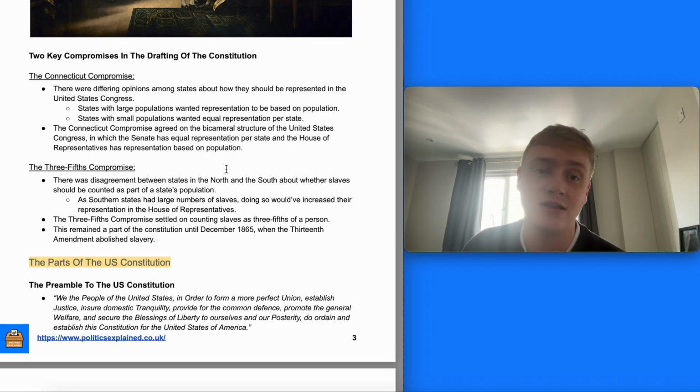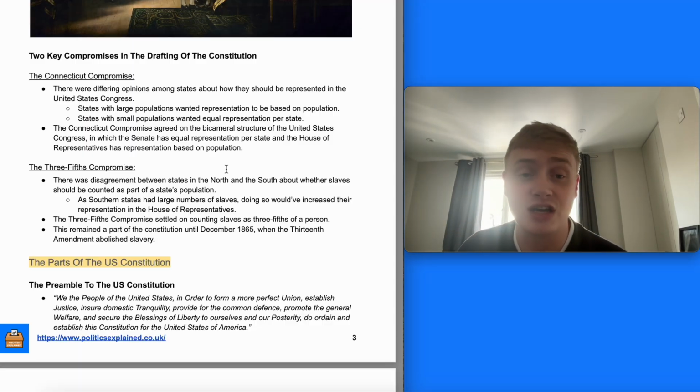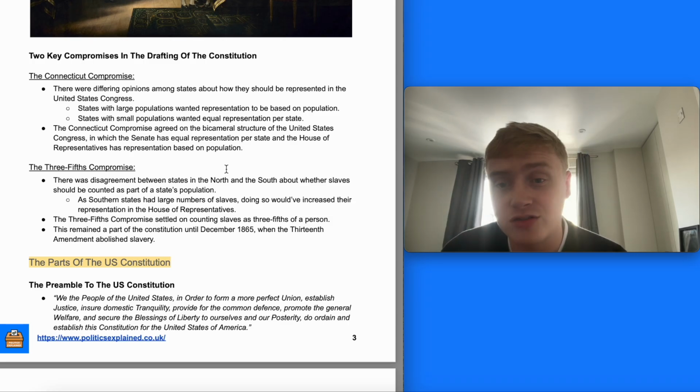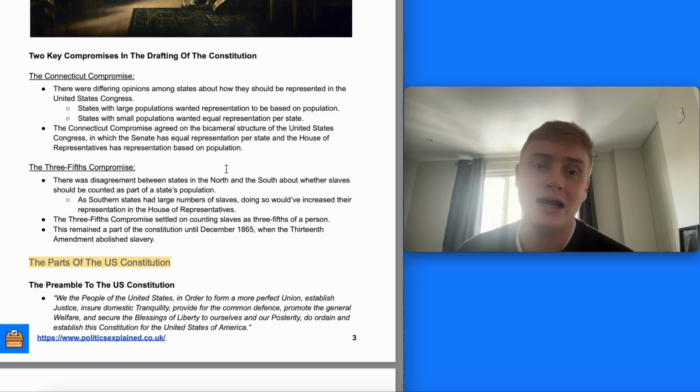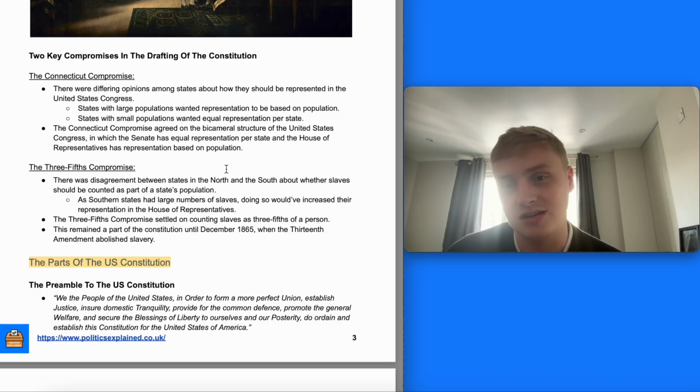So currently there's 50 states, and every state gets 2 senators. And the House of Representatives has representation based on population. So for example, smaller states like Wyoming, or Alaska, have 3 members of the House of Representatives or fewer, whereas California or Texas, these more populous states, have a lot more representatives. I think California has at least 50 representatives in the House of Representatives.